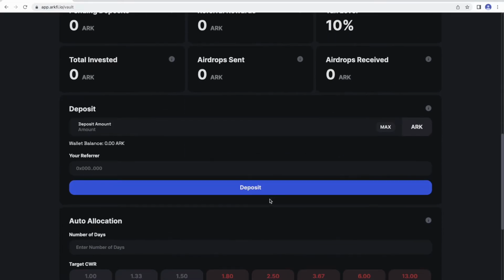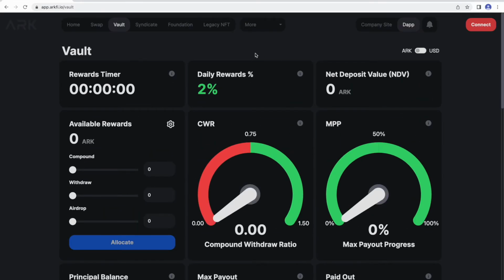Then you're going to deposit your Ark down here, so you're gonna put how much you want to deposit into the Ark. And then once you deposit it, the smart contract, that is the Vault, will pay you 2% of your deposited Ark every 24 hours. After that, you can decide what you want to do. You can compound that 2%, meaning continue to grow your principal, so you get paid 2% of this principal that's growing, that's compound interest. Or you can withdraw. You can just withdraw that 2% and then swap that back to BUSD.